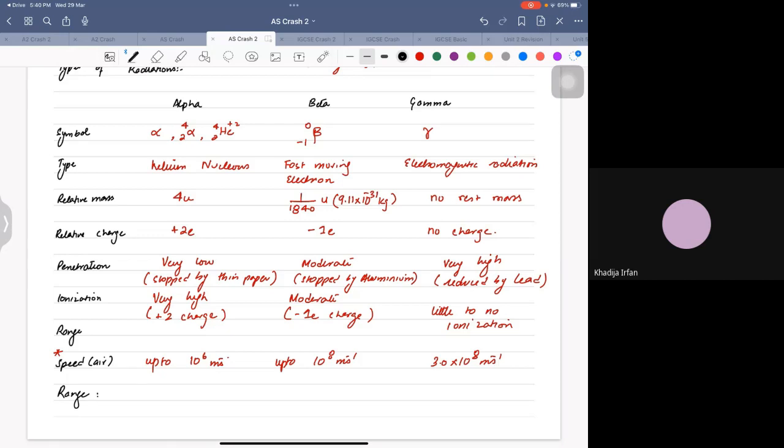So the range, you can write few centimeters, few meters and unlimited range. When I say few centimeters, it is like 0 to 100. This is like 1 to 10 meters. And this is like unlimited. Is it clear? So they can ask you this as well.